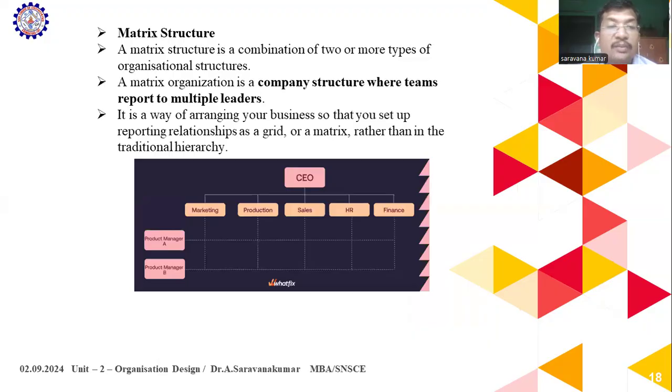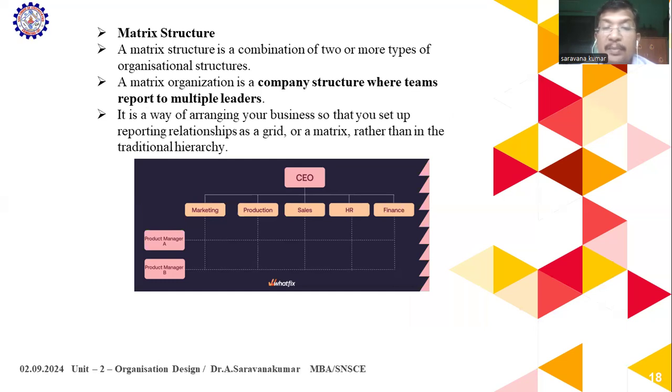Next, matrix structure. A matrix structure is a combination of two or more types of organizational structures. A matrix organization is a company structure where teams report to multiple leaders. So it's a way of arranging your business so that you set up a reporting relationship as a grid or a matrix rather than in the traditional hierarchy.